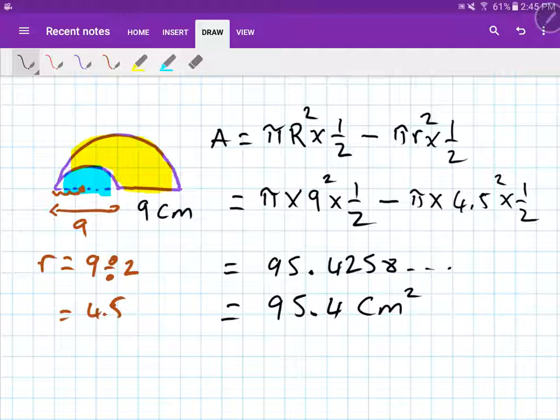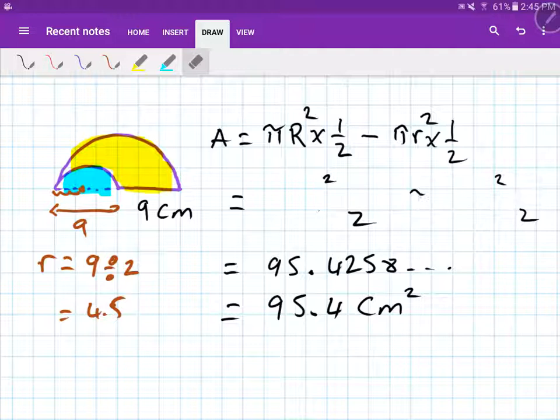Now that's what you get. If you're good with your algebra, you can factorize before you do substitutions. It's easier, if you like. Let me clear this out for you first. If I want to do factorizing, it's easier. For some of you, factorizing is easier.